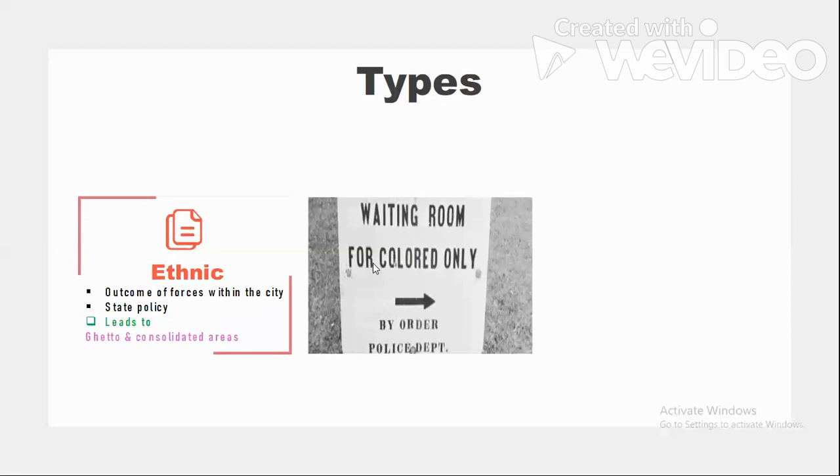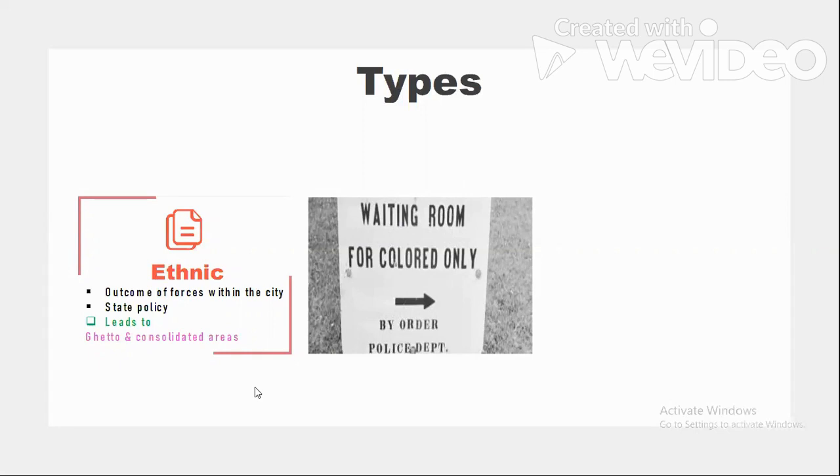You can also see this picture over here. Actually, this picture relates to state policy. In many places, it is the state policy which leads to segregation. Now, in erstwhile US politics, not right now, but erstwhile, they had something like this: waiting room for colored only. That is, the colored, that is blacks, etc., would stay here. For the whites, there would be a different place. And what is written? By order of the police department. The police department obviously works under the state policy. So the state policy also leads to these kinds of ethnic segregation.